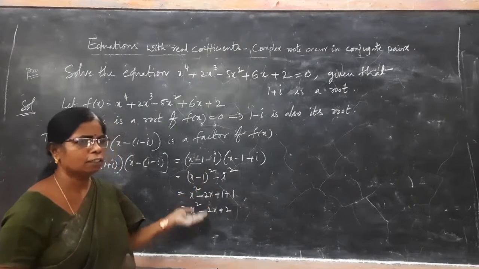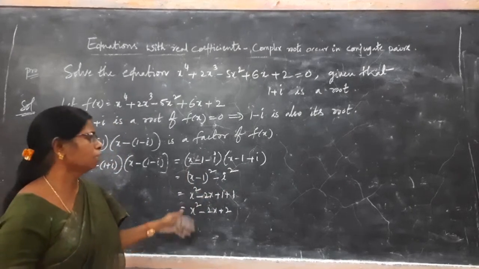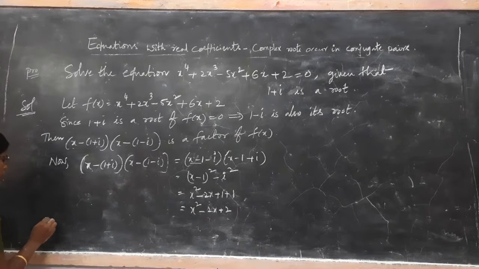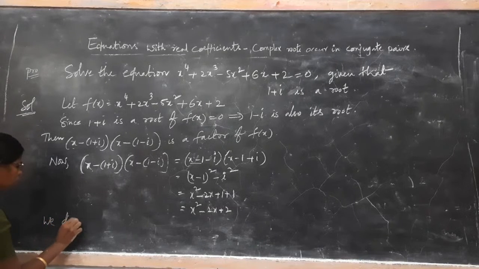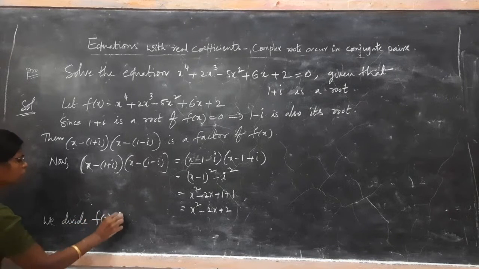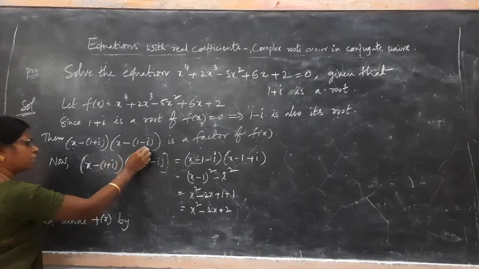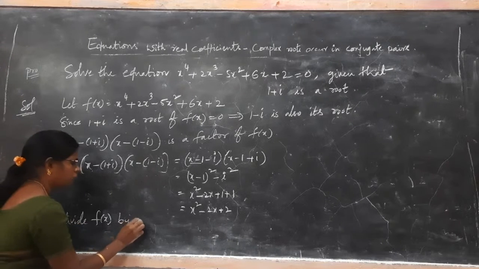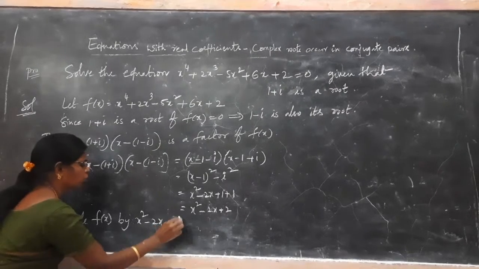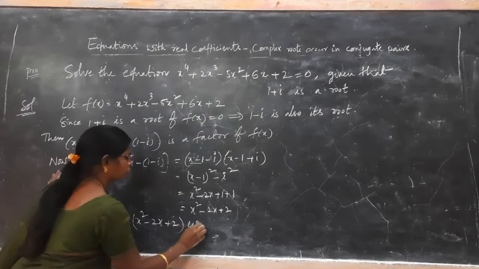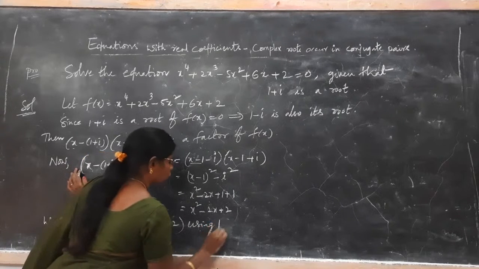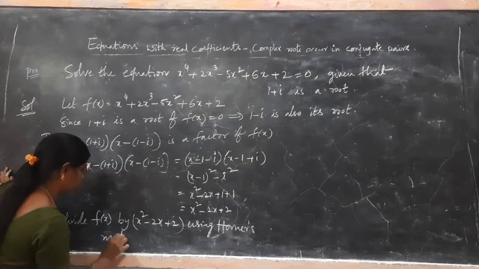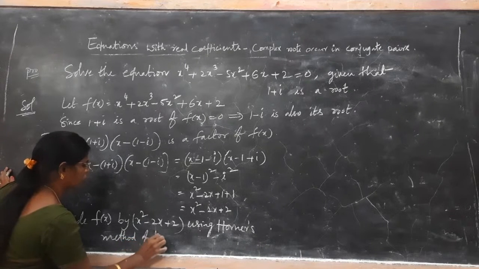Since this is a factor, to find the other factor we divide f of x by this known factor. Dividing f of x by this factor gives us the other factor. So we divide f of x by x square minus 2x plus 2 using Horner's method of synthetic division.